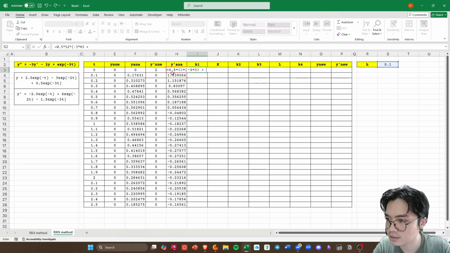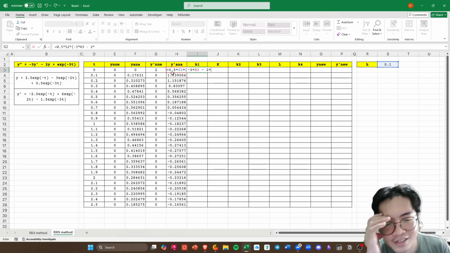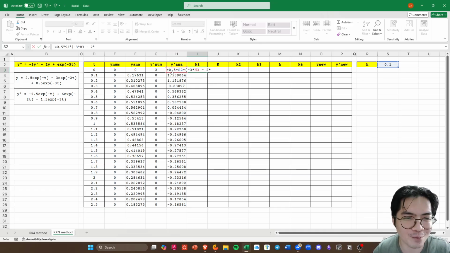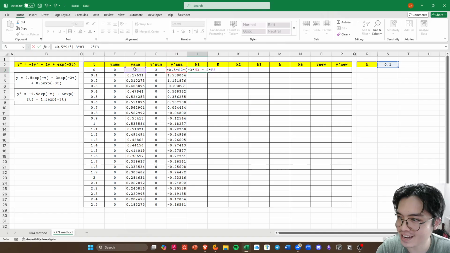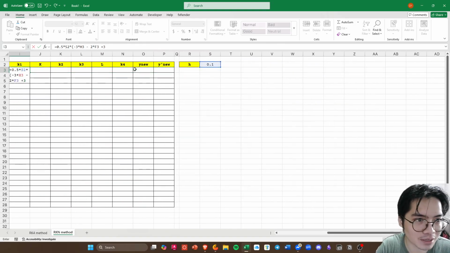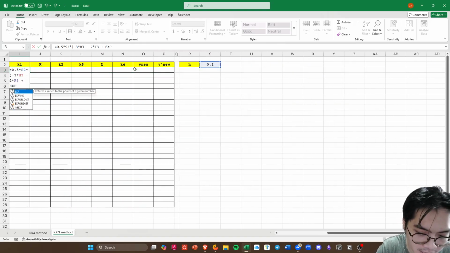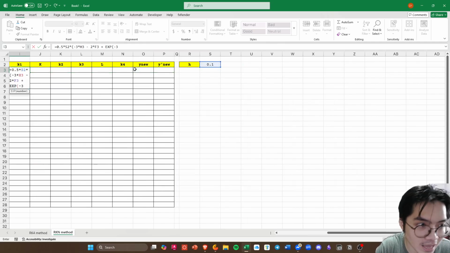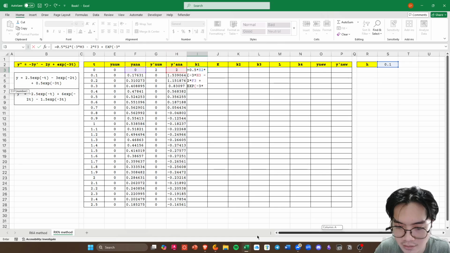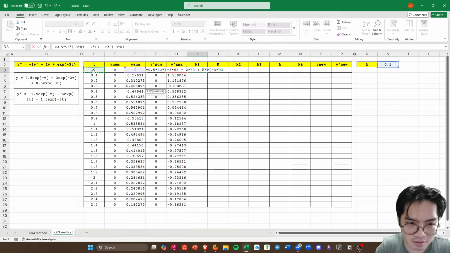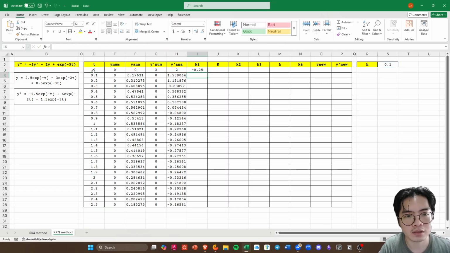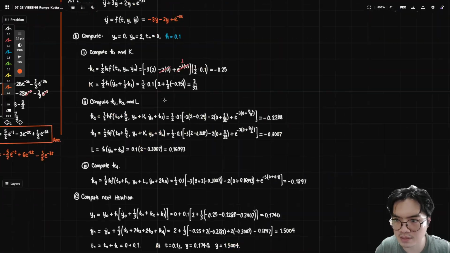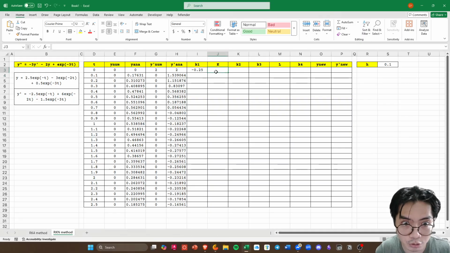plus, ano ba yun? Or minus pala, minus 2 times. Ano ba ito? Minus 2 times our y analytical, right? Plus, oh my goodness, plus exp negative 3 times our time. Our time is what? D3? Okay. Yan. Negative 0.25. Is that right? Okay. Looking good so far.